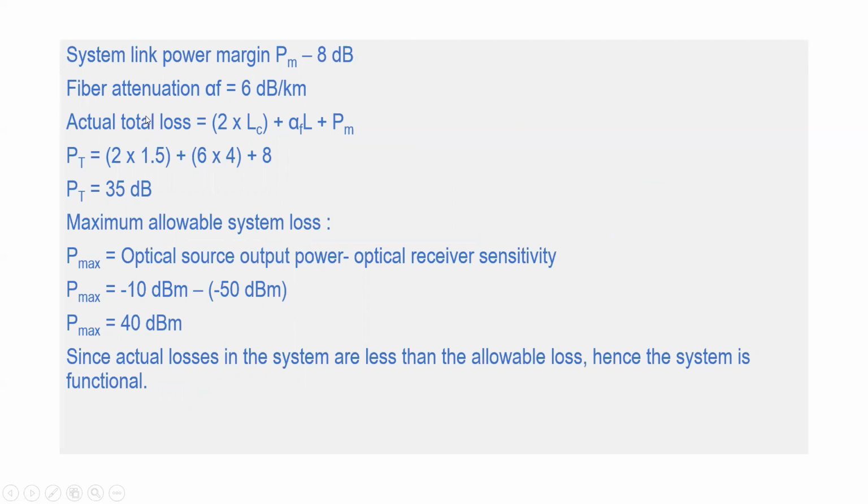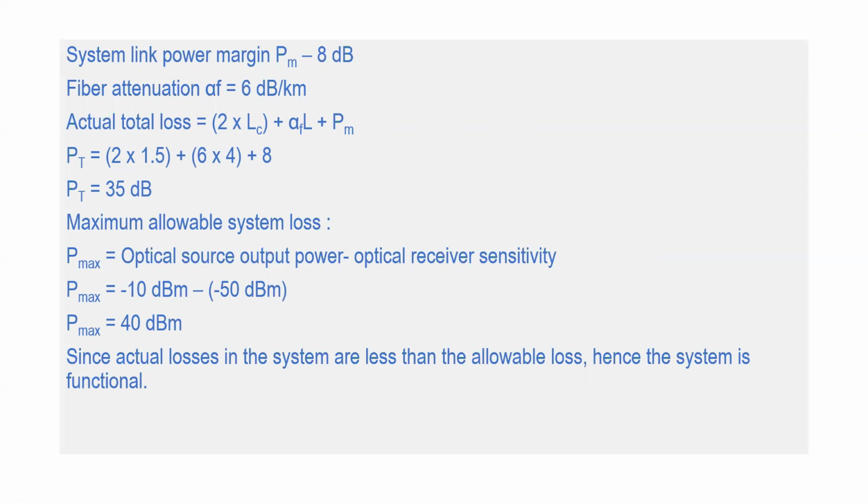Now to calculate the total loss, we need to add all the losses that have occurred. Here we are not adding splicing loss because we haven't considered any number of splices. That means we have taken a 4 kilometer straight wire, so there is no loss due to splicing. So now this is a simple mathematical equation where we are substituting these values and calculating the total loss that has occurred. Now we need to check for one condition. This is the total power loss that is occurring in the system if we have used these components.